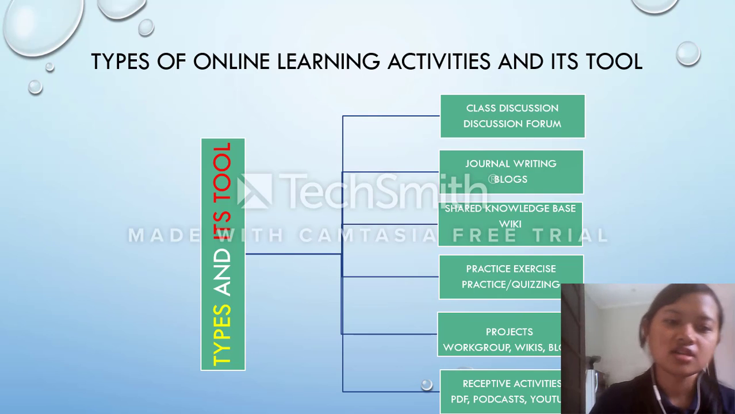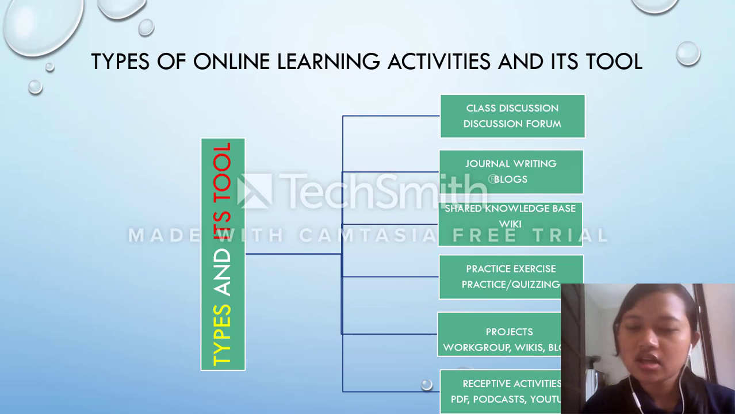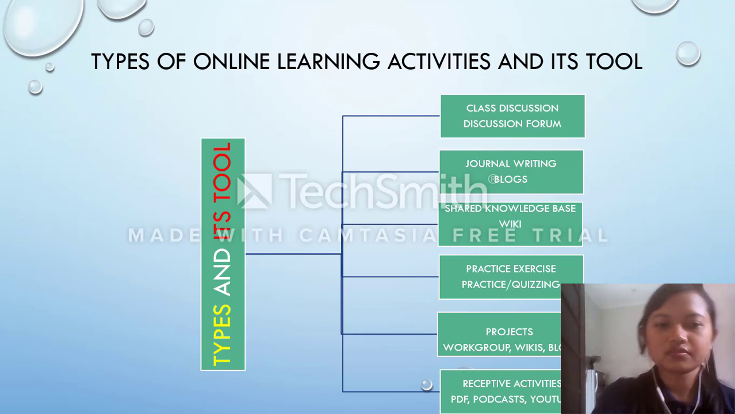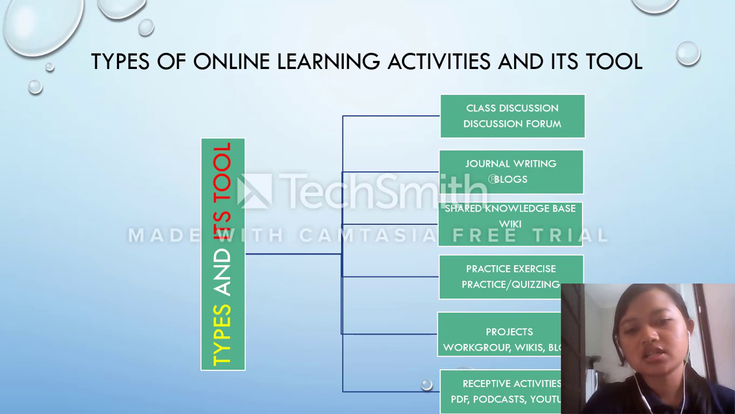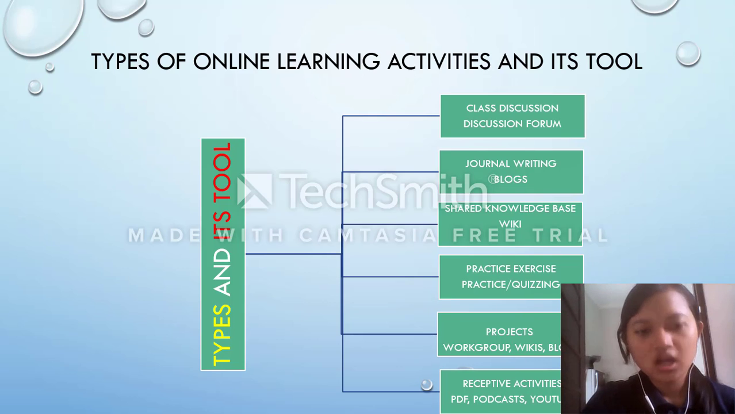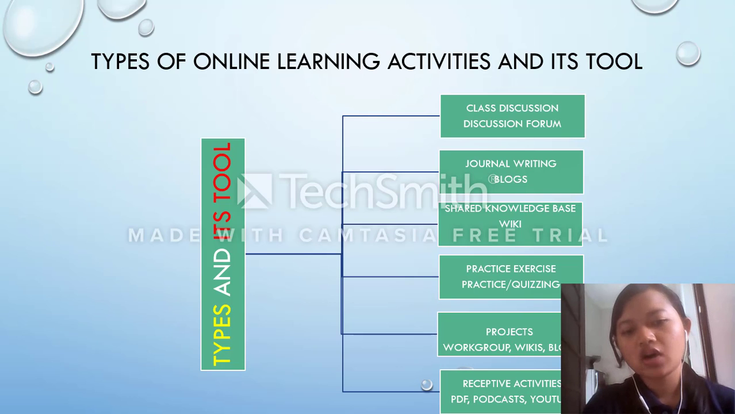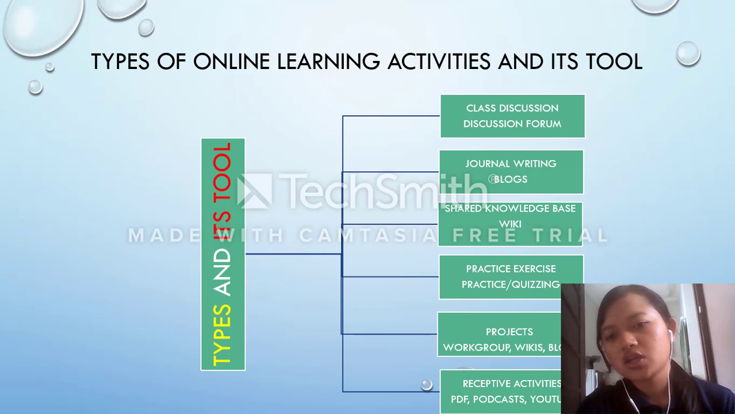And the third is shared knowledge base. A knowledge base is a database used for knowledge sharing and management. It promotes the collection, organization, and retrieval of knowledge. And the tool is wiki.